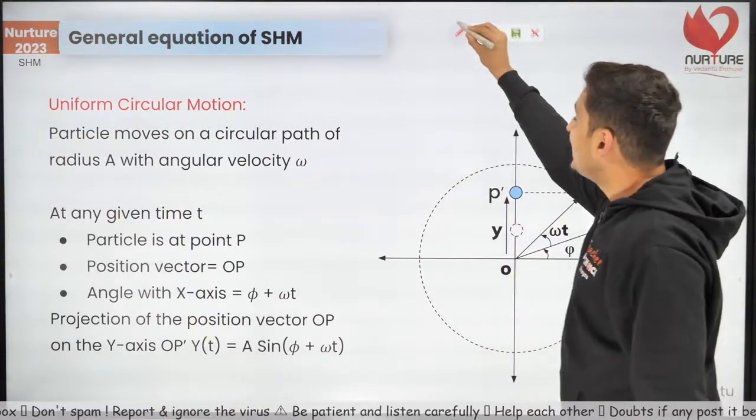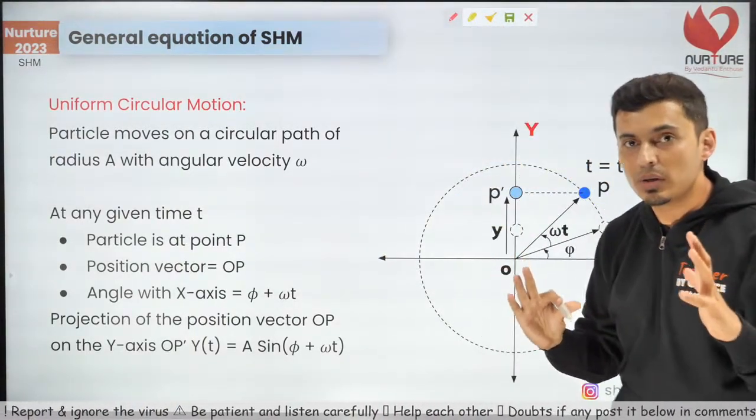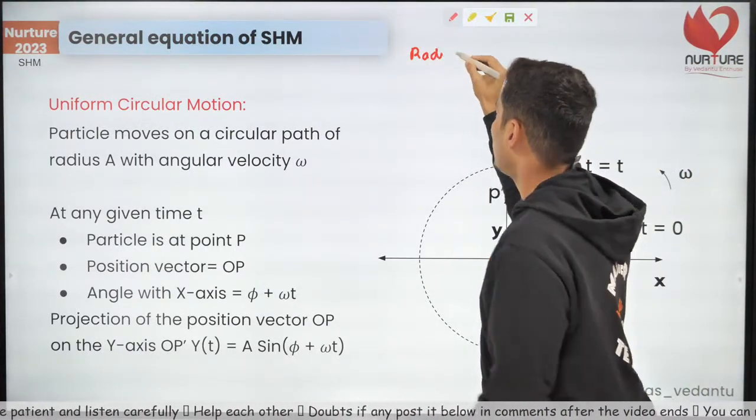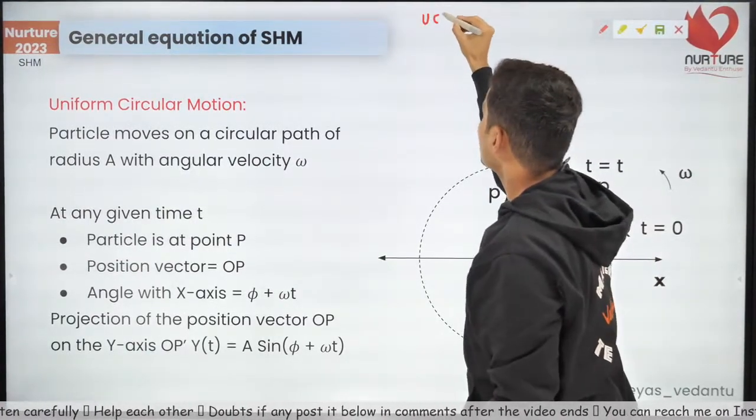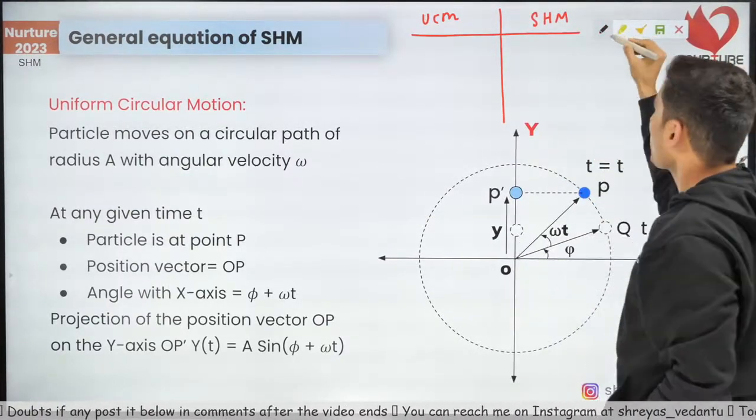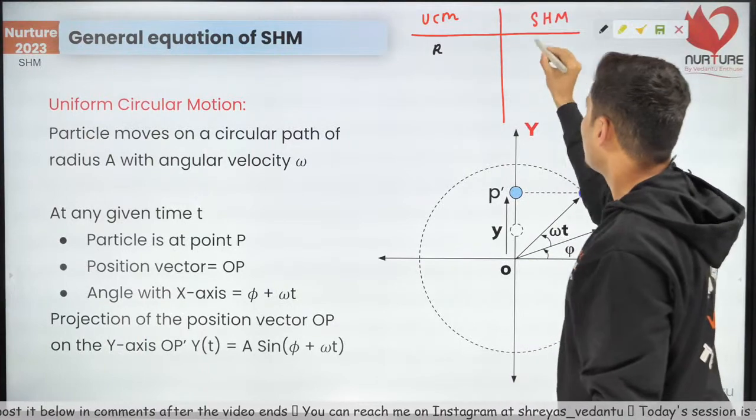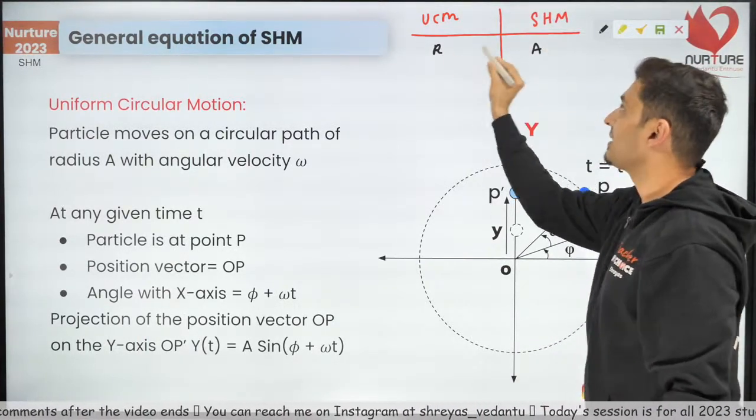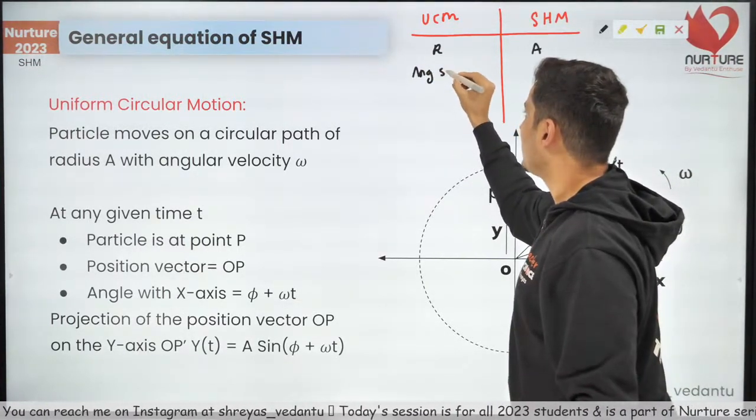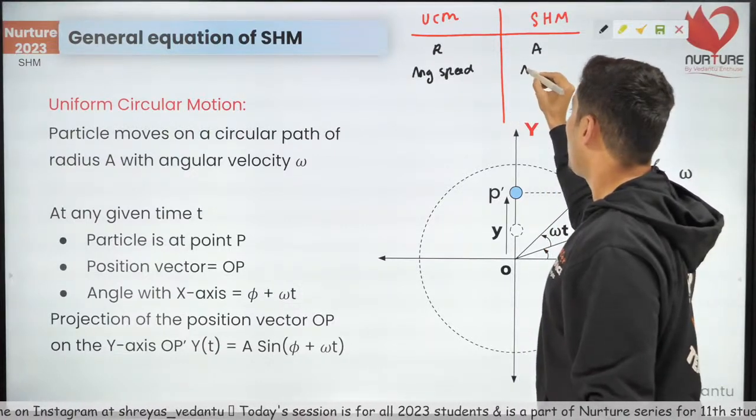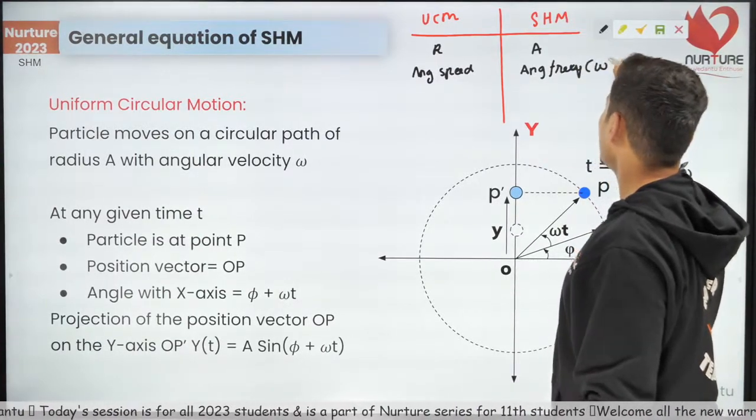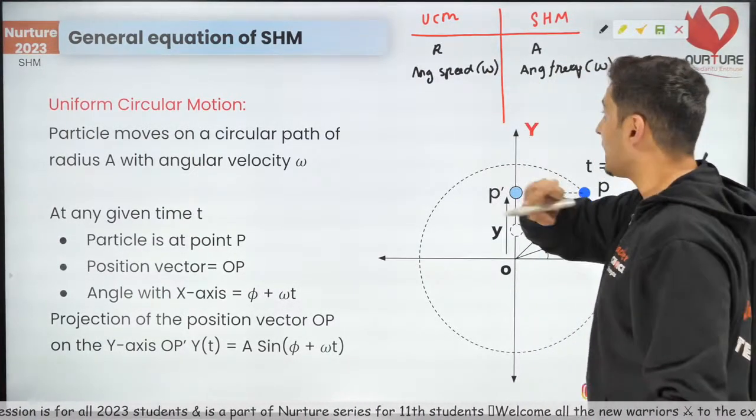Now, this is how you start relating uniform circular motion with SHM. Observe this. I'll start writing it down. In uniform circular motion, and this is basically SHM, what are the different comparisons? In uniform circular motion we have radius. In simple harmonic motion we have amplitude. They are exactly equal to each other. In uniform circular motion we have angular speed. Here we have angular frequency. Symbol wise it is nothing but omega only. It's the same, omega. Great.